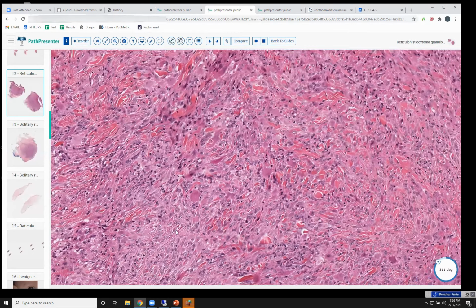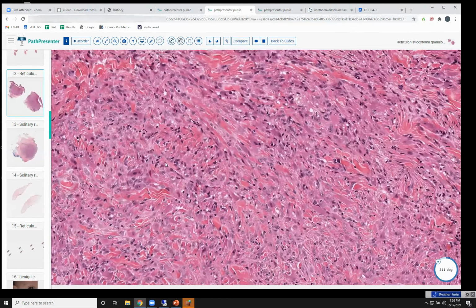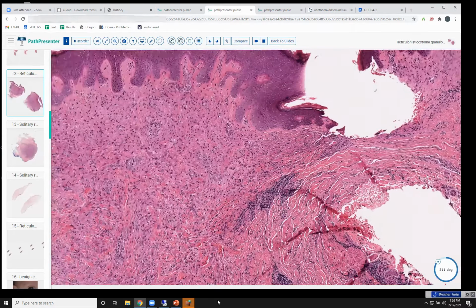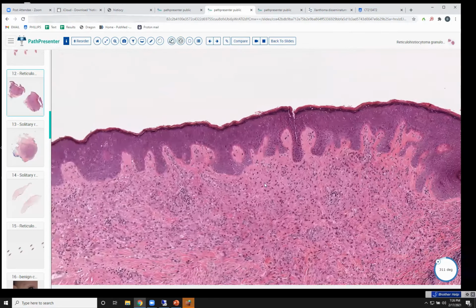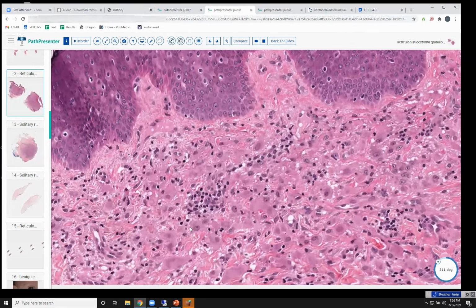These would mark up with CD68, and they'd be negative with S100. And obviously, if you're looking for Spitz, you would look at the epidermis and see if there's any kind of nested proliferation up here, which there isn't. So this is a perfect picture of a reticular histiocytoma.